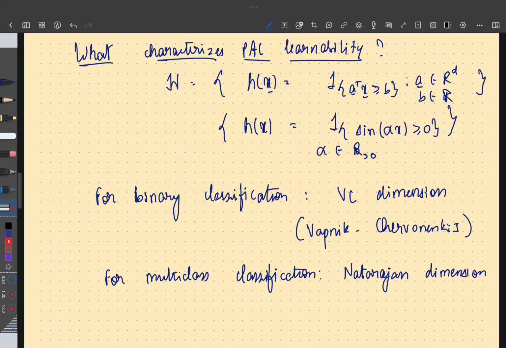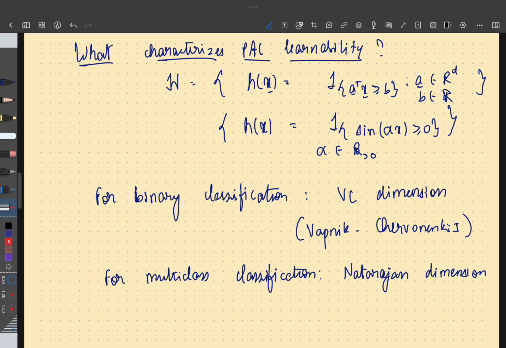Because the parameter could range over infinitely many values, right? Each parameter could be a real value, it belongs to R, so it gives an infinite class. Okay, so then instead of saying that finite parameters does not guarantee PAC learnability, you said finite VC dimension for binary classification guarantees PAC learnability? Yes. And infinite VC dimension implies that the class is not PAC learnable. So the class is PAC learnable if and only if the VC dimension is finite for binary classification.